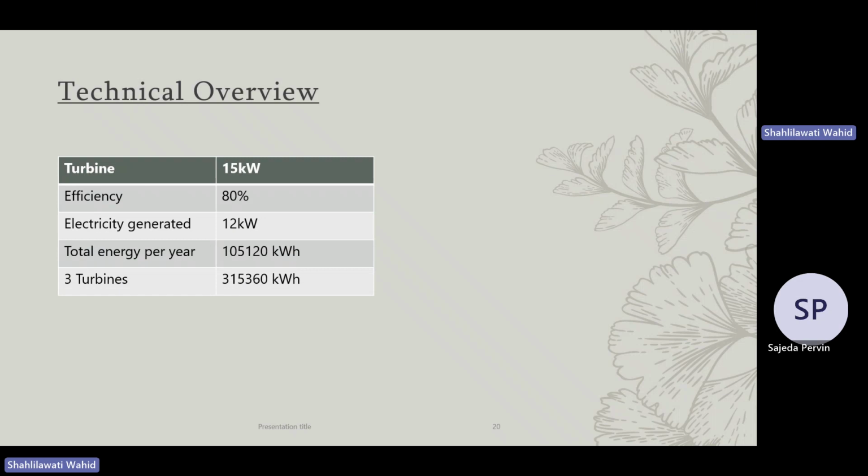Our turbine capacity is 15 kilowatt. The research shows that ours will be around 80% efficient, so 20% of energy is lost. That means it will generate 12 kilowatt, 12 kilojoules per second. So for each turbine, every year it will generate 105,120 kilowatt hour. For 3 turbines in total, there will be 315,360 kilowatt hour. And now I'll pass it on to Sangkiat to talk about the suitability.